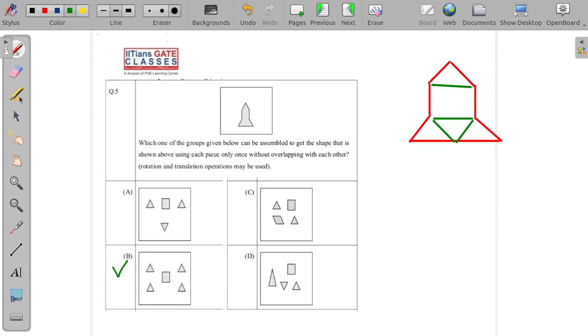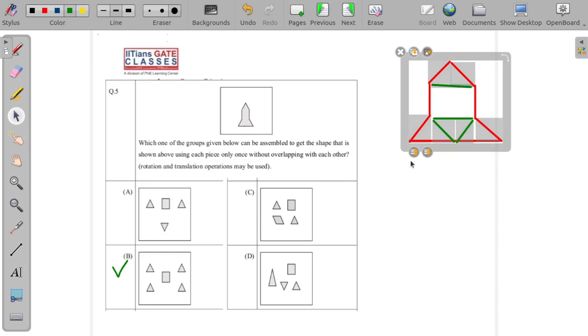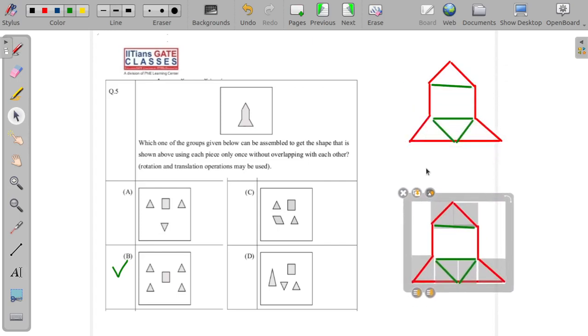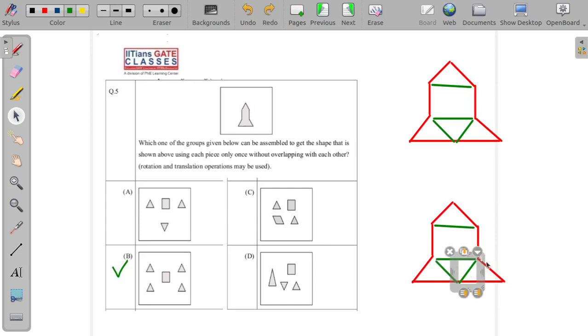What else I can do is, let me select this. Is this the right one? No. This one too. 1, 2, 3, 4. So option C also, I can get it by cutting the given piece.